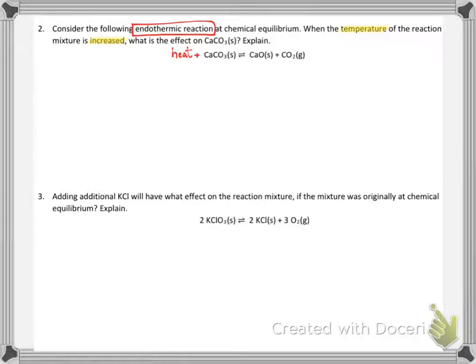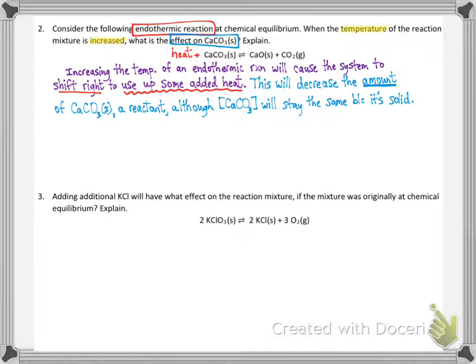Unpause the video. Okay, we are increasing the temperature of an endothermic reaction, which basically is the equivalent of adding in some reactants. You might think this was another trick question because calcium carbonate is a solid. So you're like, oh, it's not going to have any effect on it, right? Well, the concentration's not going to change because it has a constant concentration. However, if you are shifting right, that means you have calcium carbonate breaking apart to form your products. And therefore, you will actually decrease the amount of calcium carbonate, even though its concentration will remain the same.